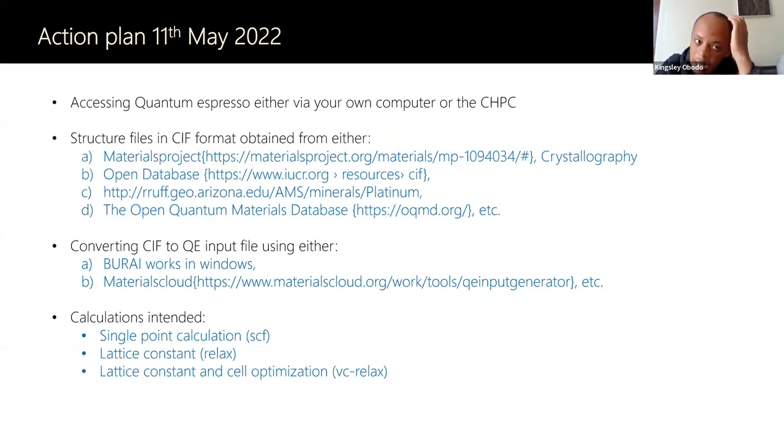So the action plan for today would allow you access to Quantum ESPRESSO either via your own computer or the CHPC. My assumption is that some of you have installed this software before and some of you have not, but either way we'll see how we go with that. The structure files that you would need are usually in the CIF format. You have different formats, but for now we are restricting it to the CIF format, so you can get it in the Materials Project open database, the AFLOW database and the Open Quantum Materials Database.